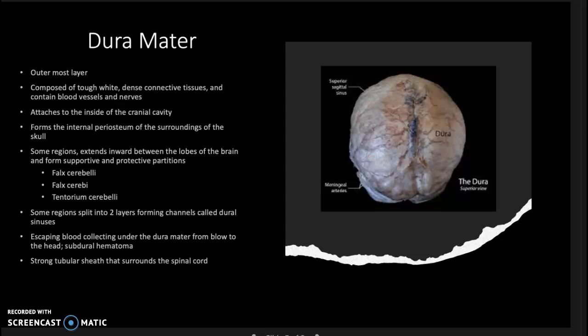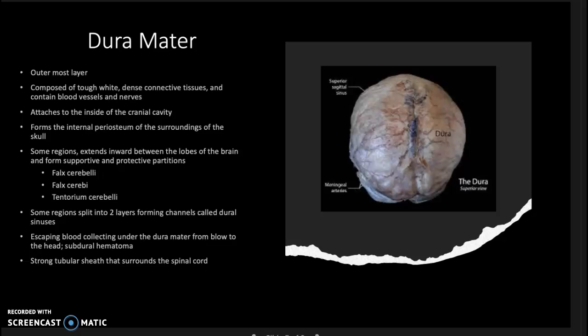The dura mater is the outermost layer, composed of tough, white, dense connective tissue, and it contains blood vessels and nerves. It attaches to the inside of the cranial cavity. It forms the internal periosteum of the skull. Some regions extend inward between the lobes of the brain and form supportive and protective partitions, such as the falx cerebelli, the falx cerebri, and the tentorium cerebelli.